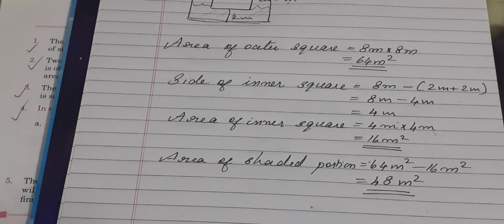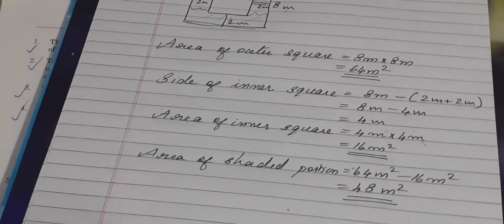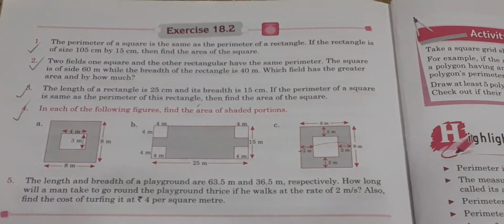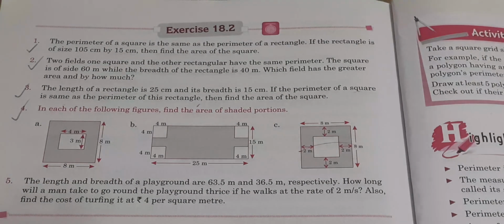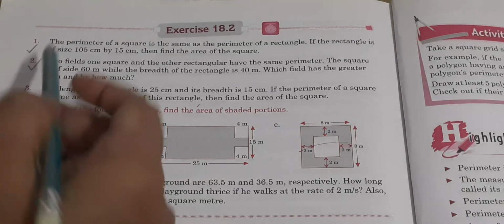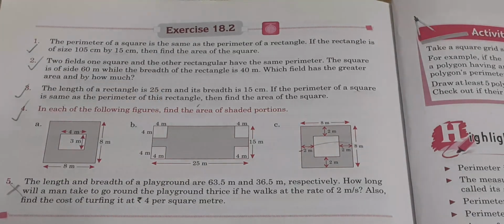All of you do this in your notes and submit through Google Classroom. And one more question you can see in this exercise that is not needed, that is excluded for you. Okay, so only these first 4 questions we have to do this year.